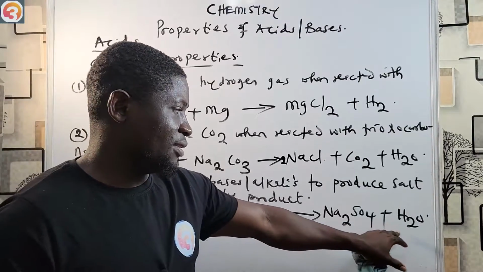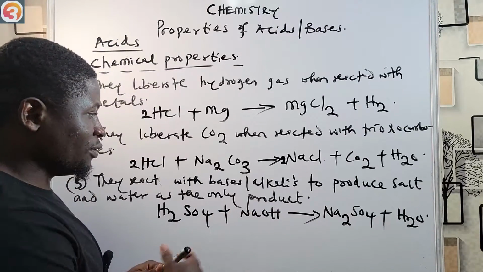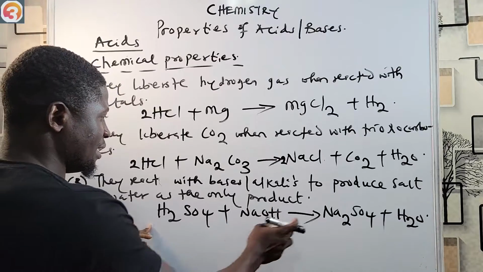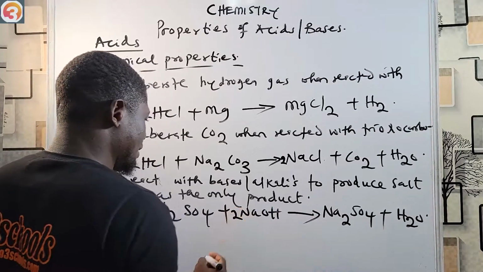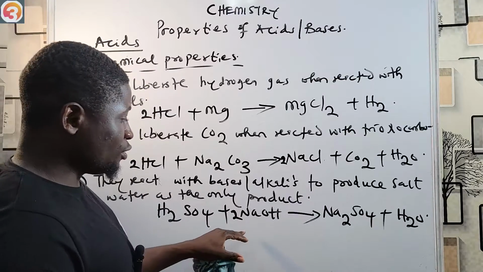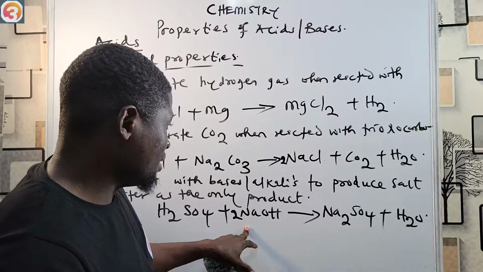That means there needs to be something else over there, but let's leave that first for now. There's Na2 here, Na is 1 here. So first of all, I need to balance that Na. If I have 2 here, that means there's 2 Na here, right? There's 2 Na here.